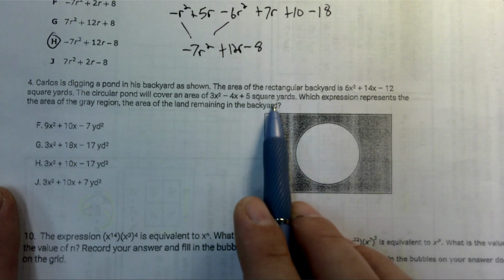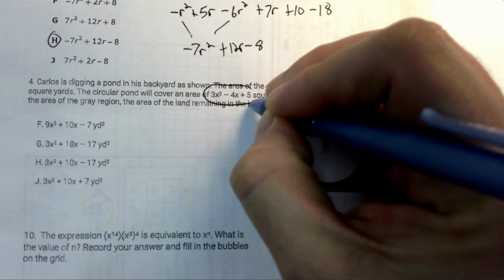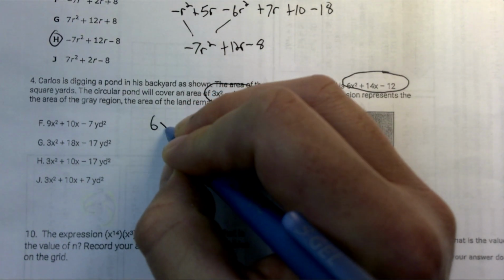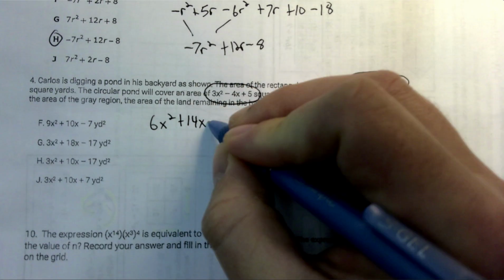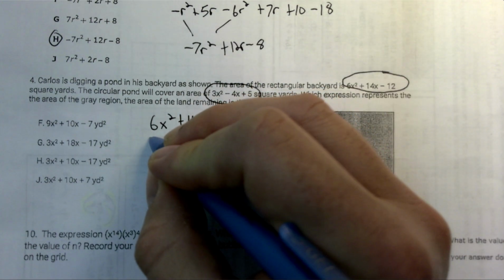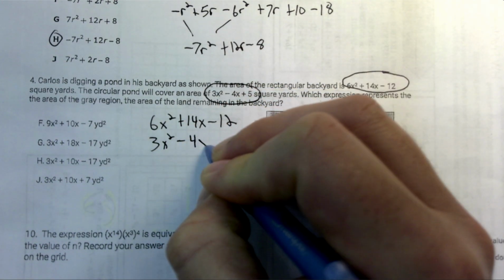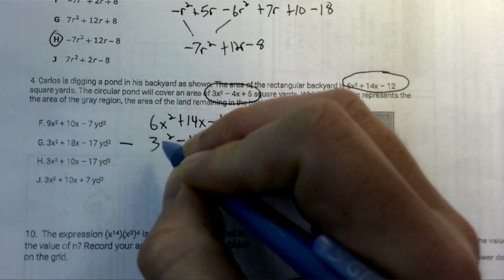Which expression represents the area of the gray region, the area of the land remaining in the backyard? All right, here's what we've got to do. We take this expression here, and we're subtracting this one from it. I'm going to write this out. I always like to write it out before I start typing stuff in. Even if you're taking a test on a computer, it's always good to write stuff down. That's why we give you scratch paper. So I'm going to subtract this entire statement from it.